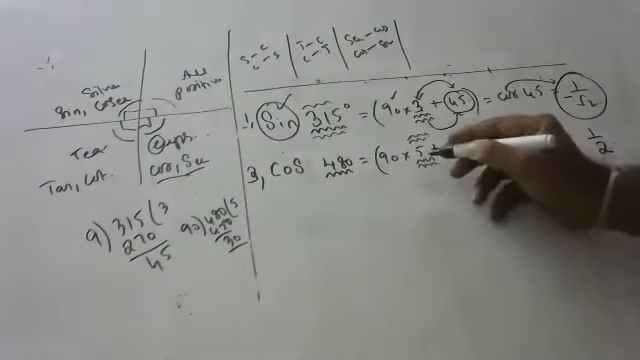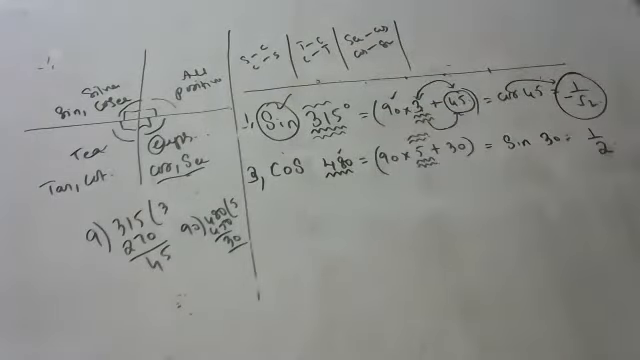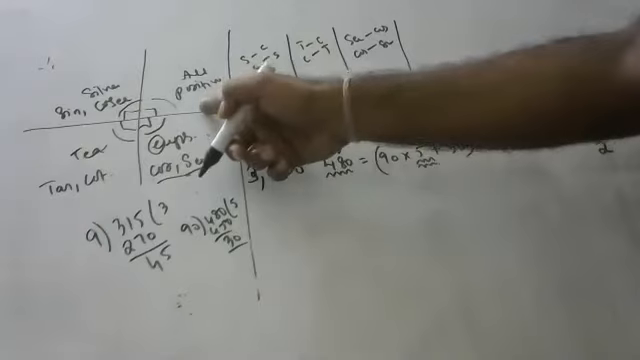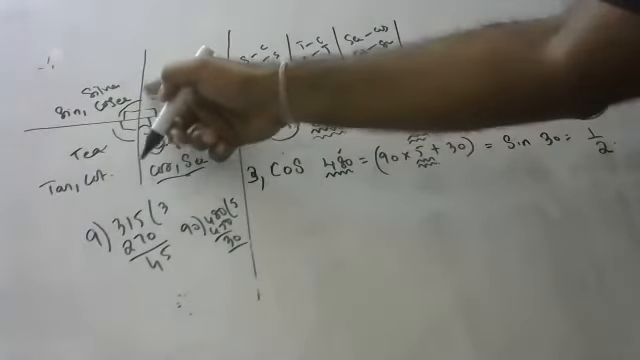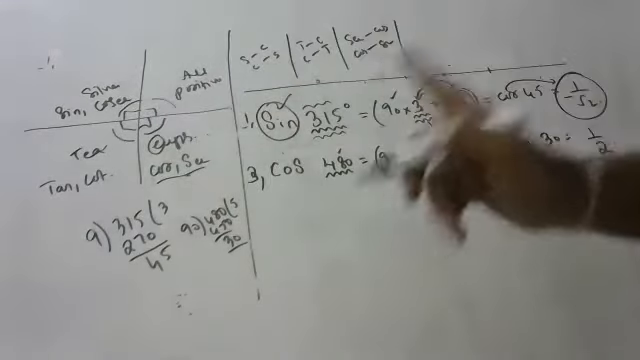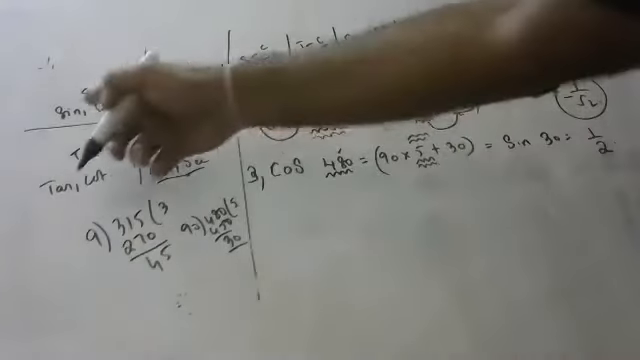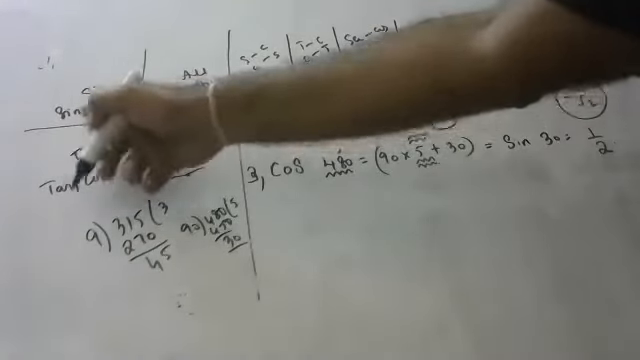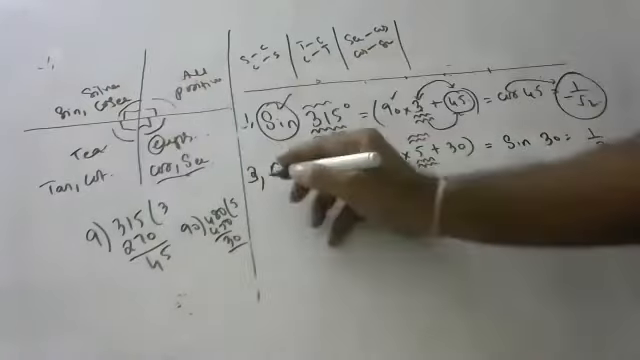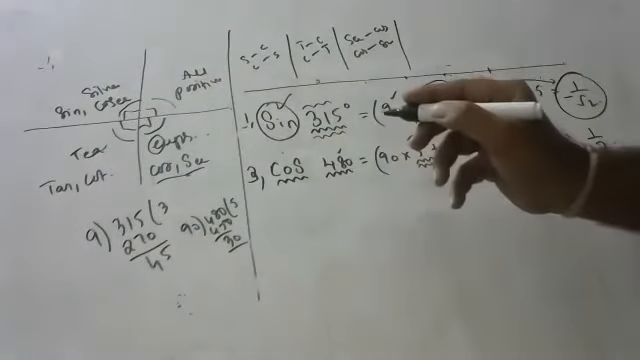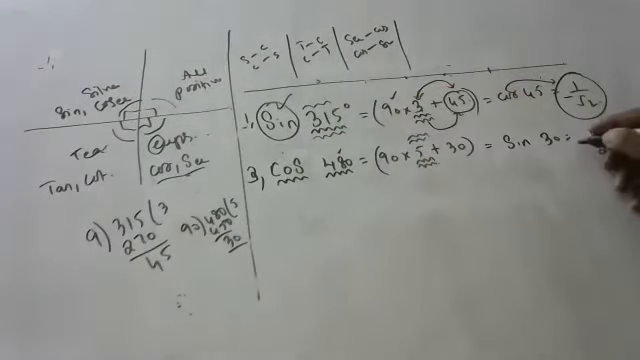Now, which quadrant? 480 comes in which quadrant? Fourth quadrant? Yes, children, 480. See here, 360 plus 90 is 450. It will come in the second quadrant. In the second quadrant, is cos positive or negative? Negative. So the answer is negative.